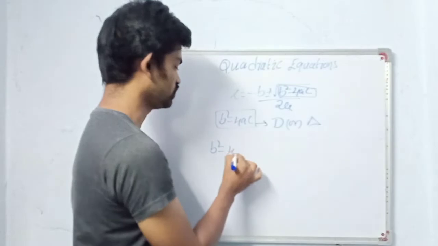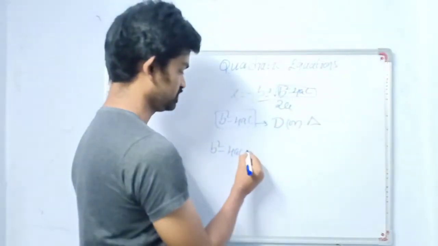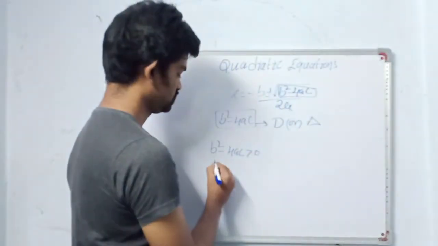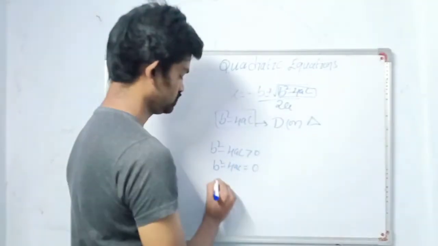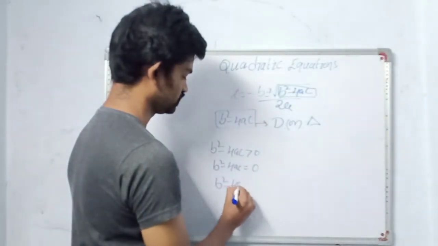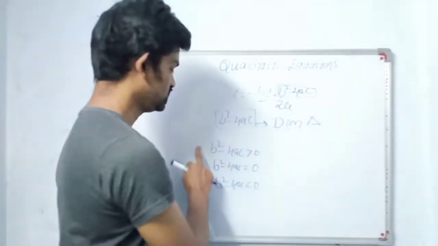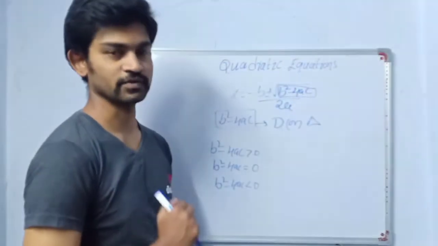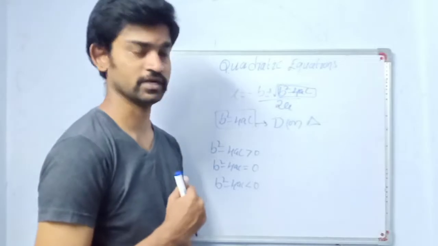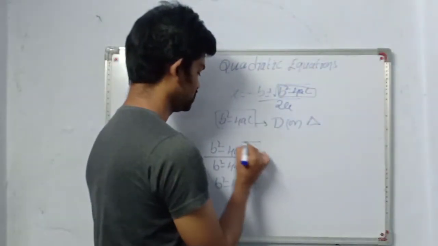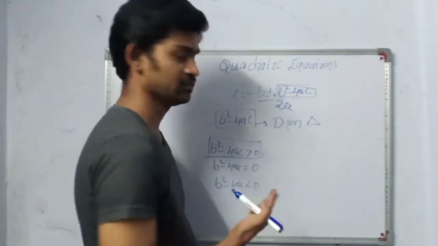So for b square minus 4ac, we have three conditions: b square minus 4ac greater than 0, b square minus 4ac equals 0, b square minus 4ac less than 0. These are the three conditions we are going to discuss now. What will the roots be, we'll see practically. First I will take b square minus 4ac as a value greater than 0, say 4.